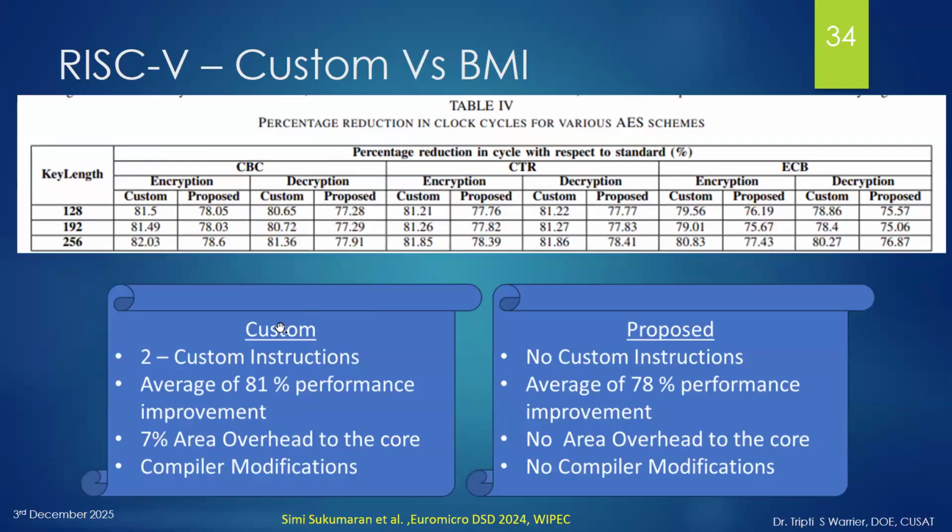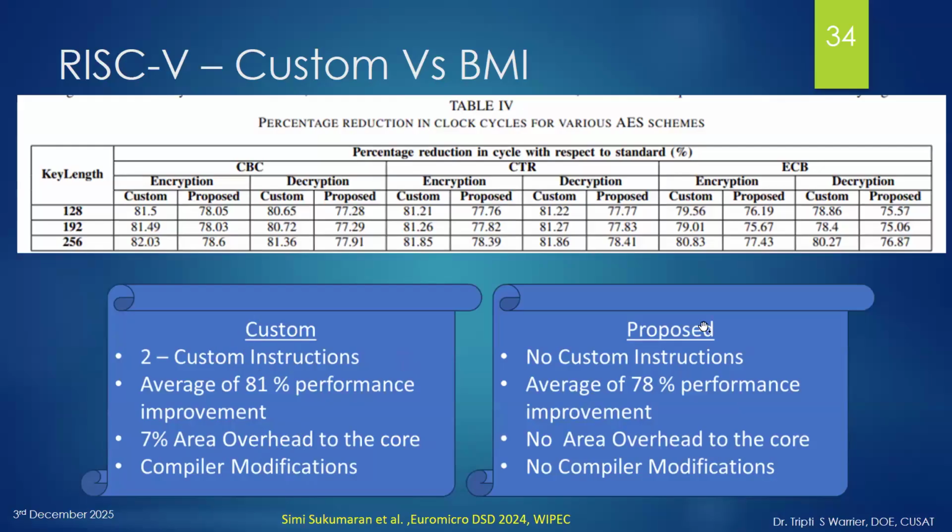When I talk about custom, we have already seen a work where custom instructions were included. Because AES needs only 2 custom instructions, and in that particular work where new instructions were included, there was an 81% performance improvement with area overhead. This is the result of FPGA emulation on FPGAs. And if you want to use this, the compiler has to be modified because you have to ensure that these custom instructions are included in your program, in your actual program that is running in the execution.